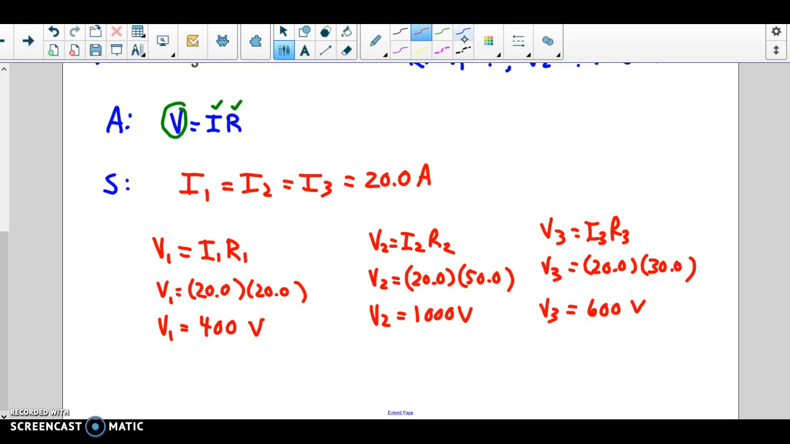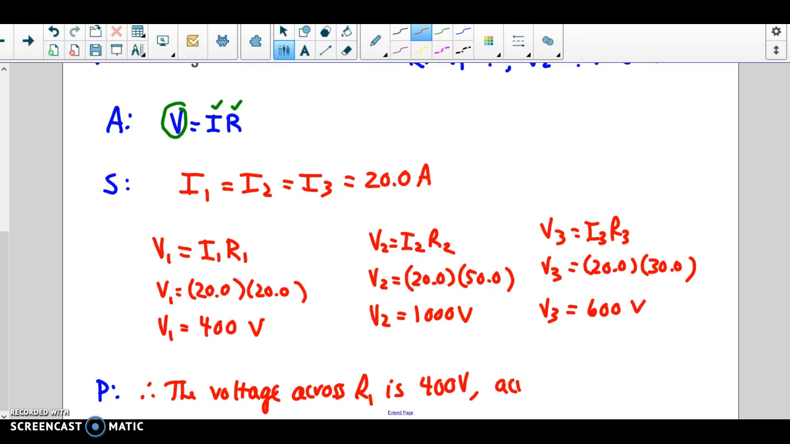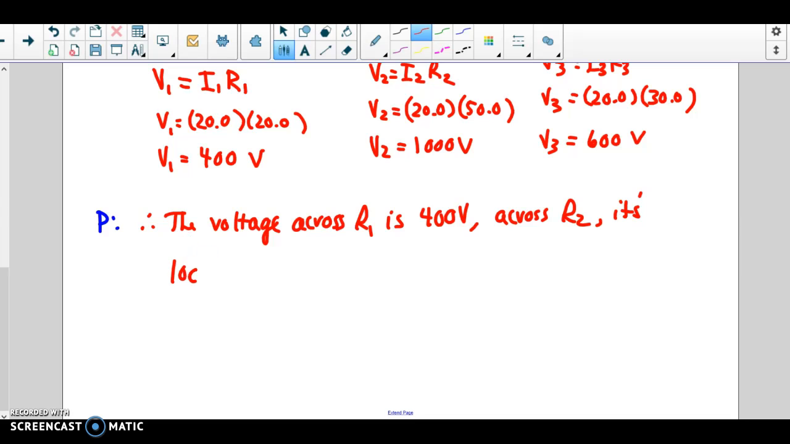The very last step in my GRASP method, to paraphrase. So I'll say, therefore, the voltage across R1 is 400 volts. Across R2, it's 1,000 volts. That's a V. Let me just fix that. 1,000 volts.